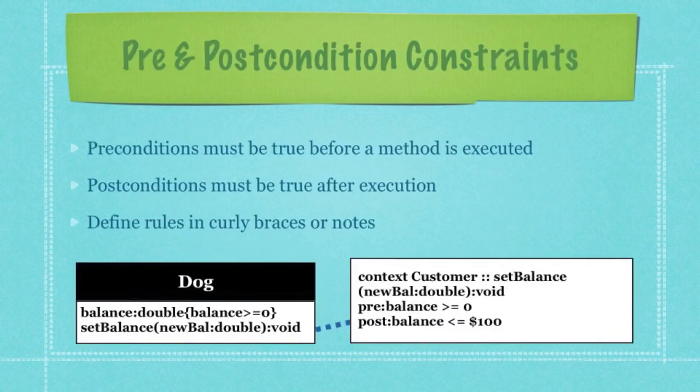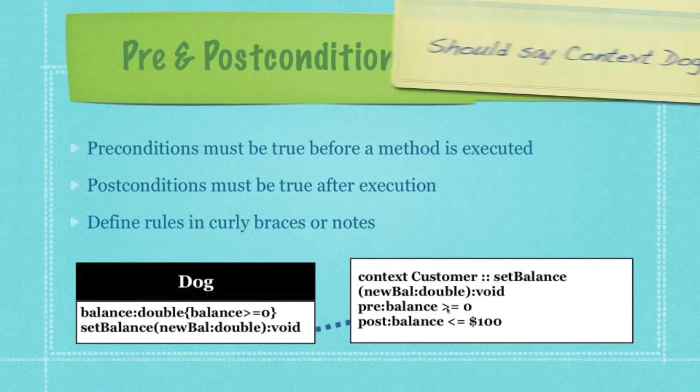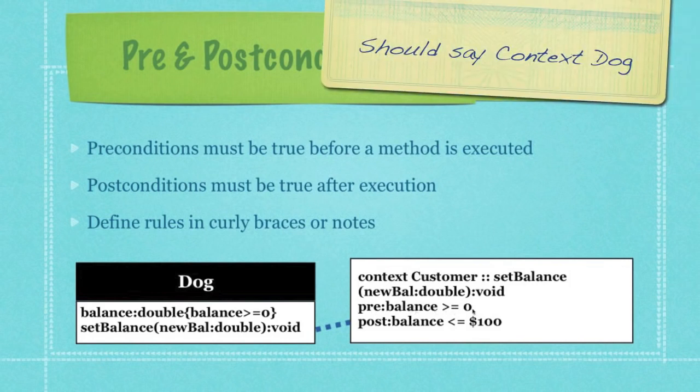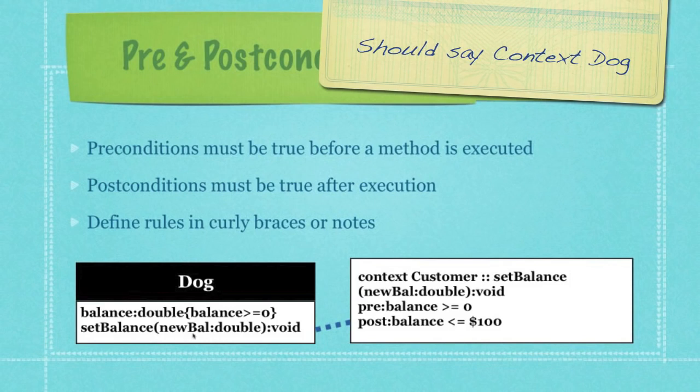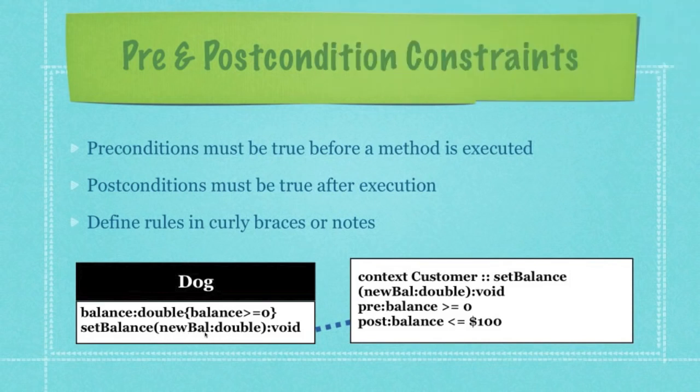Here are pre- and post-condition constraints. Preconditions must be true before a method is executed. And as you can see, here is an example, and this is exactly how it would be drawn up in a class diagram. We're going to first list it as pre and say that balance must be either greater than or equal to 0 before the method over here, setBalance, is executed. And that just means that we're not going to leave the balance or price or money owed on a dog that is purchased to ever be a negative value, because that doesn't make any sense.